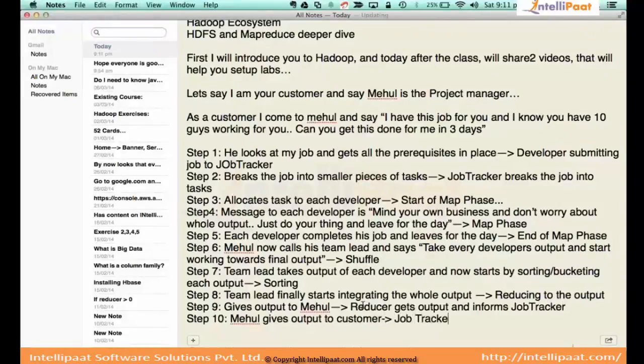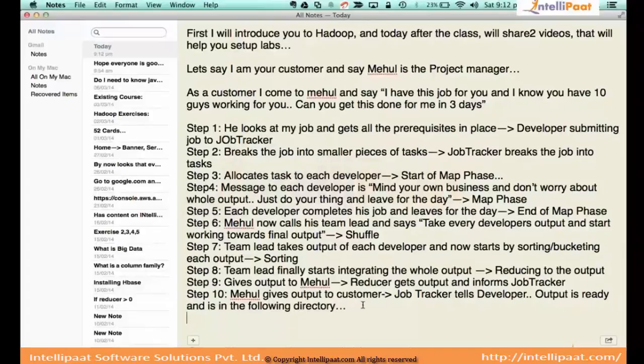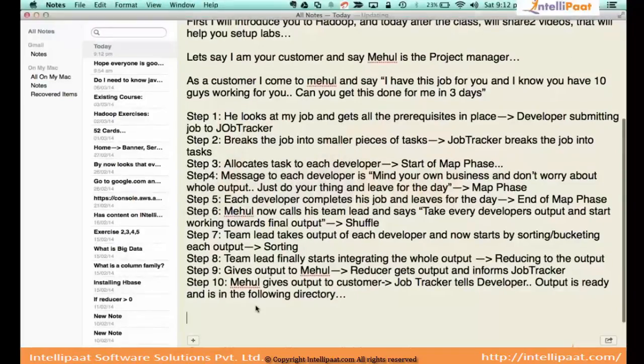So the job tracker tells the developer the output is ready and is in the following directory. So is MapReduce clear? That is how MapReduce works.